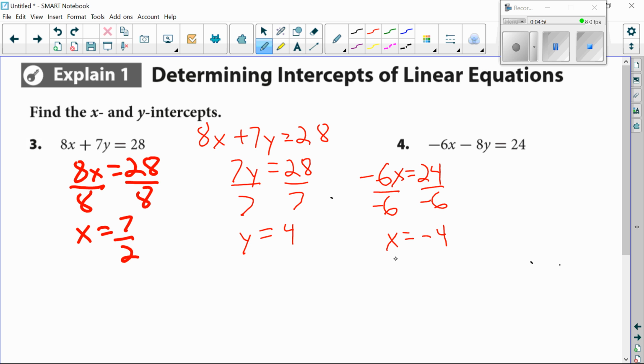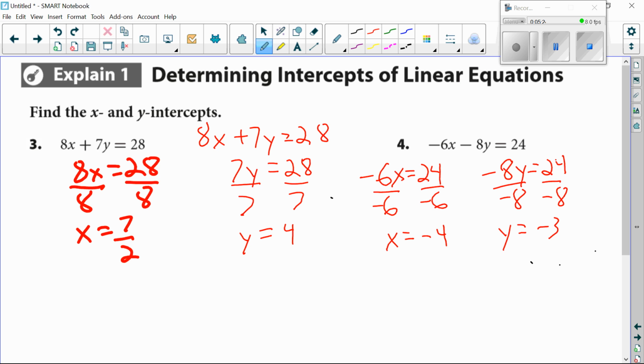So that's the x-intercept. Now the y-intercept, I'm going to do everything but use the negative 6x here. So I have negative 8y is equal to 24, divided by negative 8, and y is equal to negative 3. All right, so this is the x-intercept and the y-intercept.